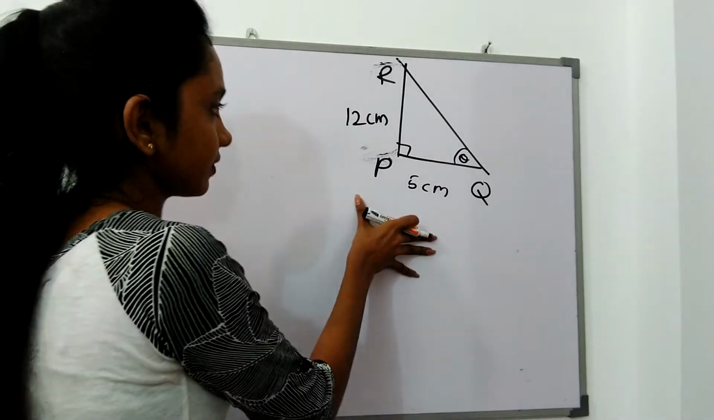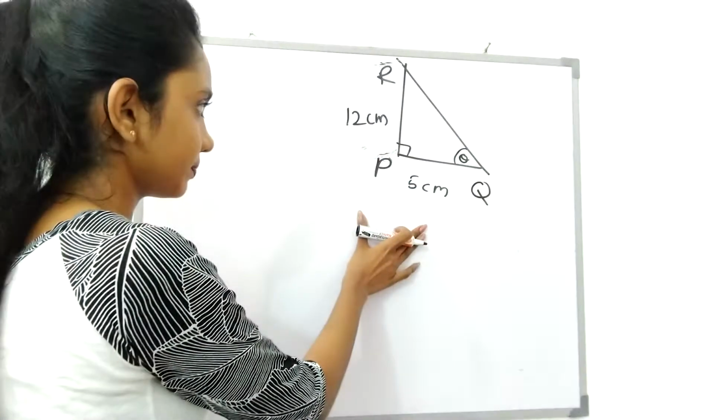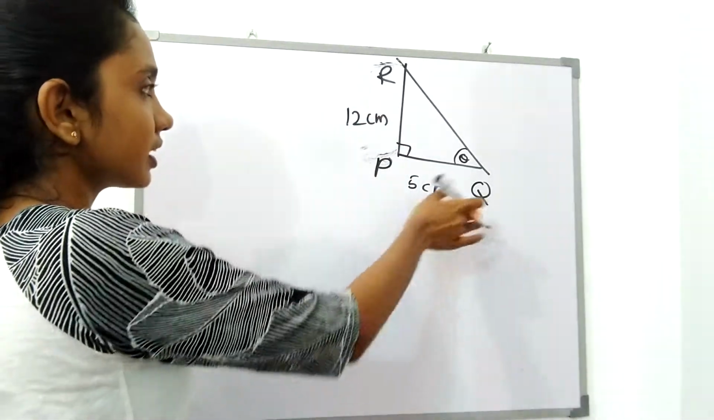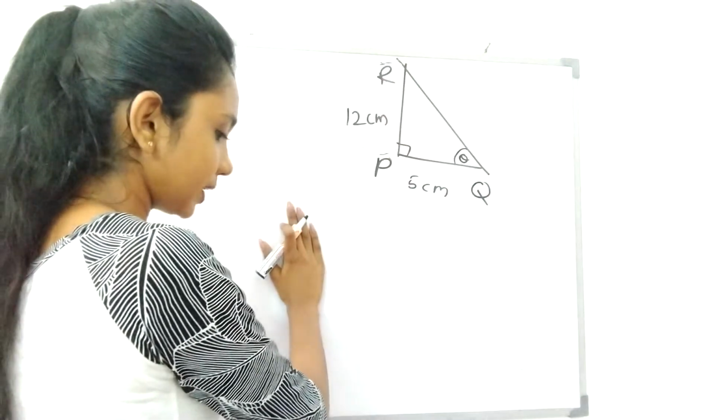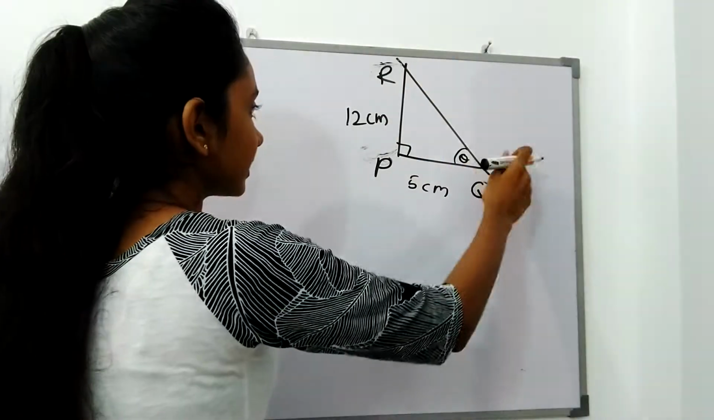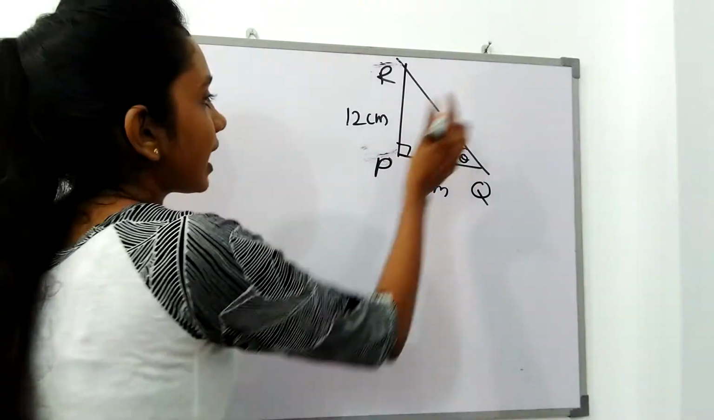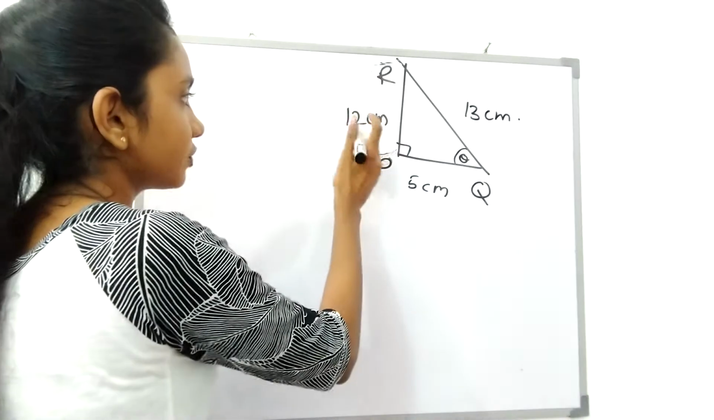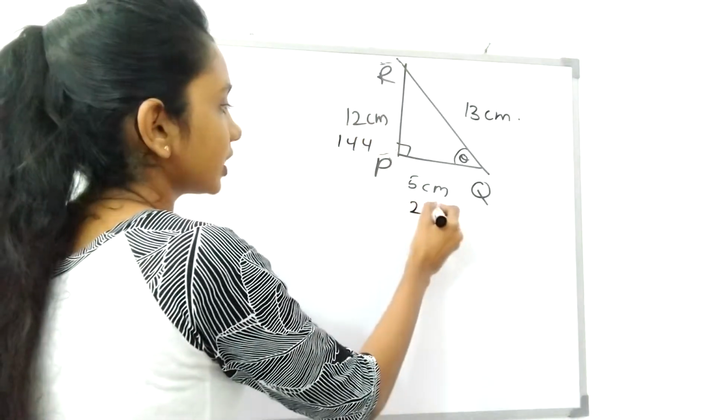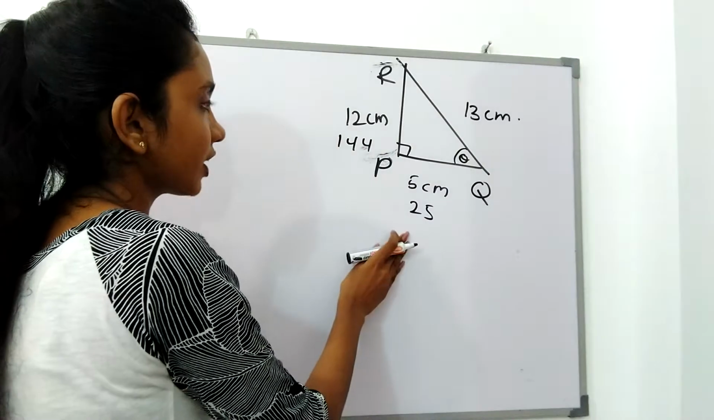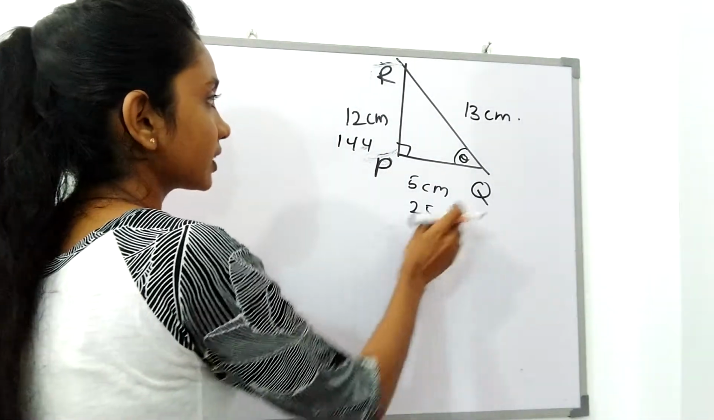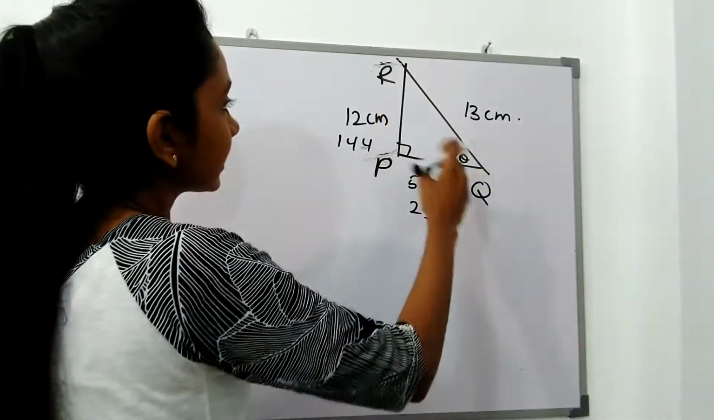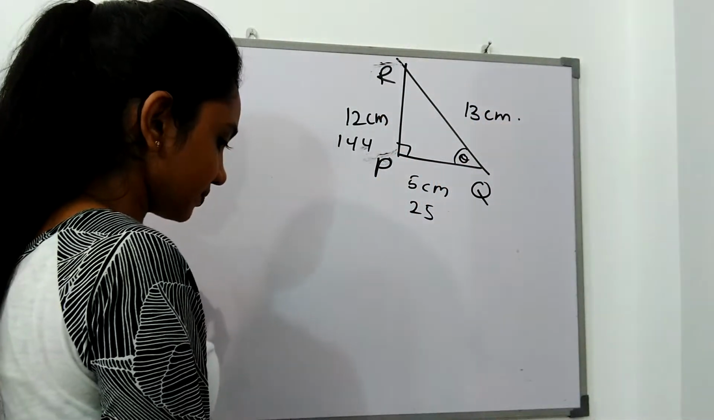Now two sides are given. So according to the Pythagoras relation, directly you can find QR. You will obtain the side length, this side as 13 centimeter. 12 squared is 144, 5 squared is 25, 144 plus 25 is 169. If you take the square root of 169, you will obtain 13. So QR length is 13 centimeter.